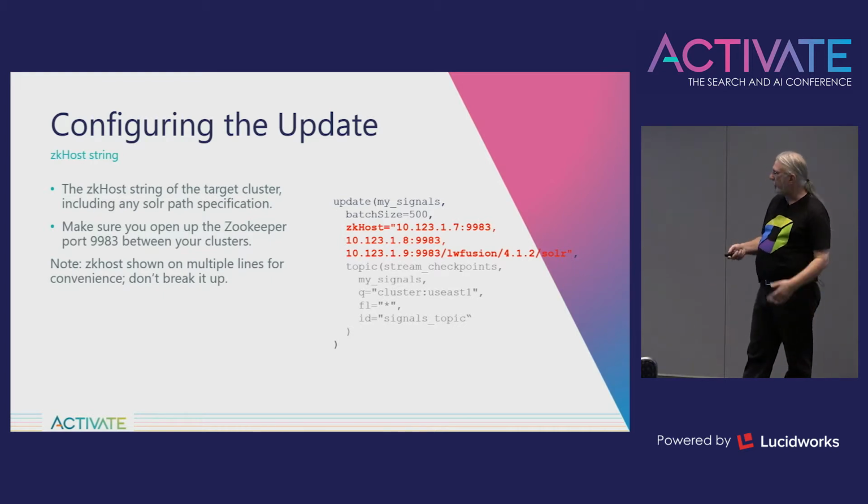The ZK host string, everybody here knows what ZK host strings are. It's the target string of the Zookeeper ensemble. I show it on multiple lines. You're not going to want to break it up like that. It has to be on one line. Also, port 9983 is what you're going to use for this communication. So if that's not open between your clusters, you need to open that, otherwise it's going to fall down.